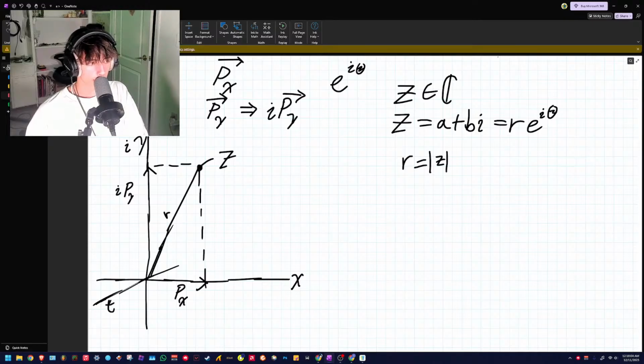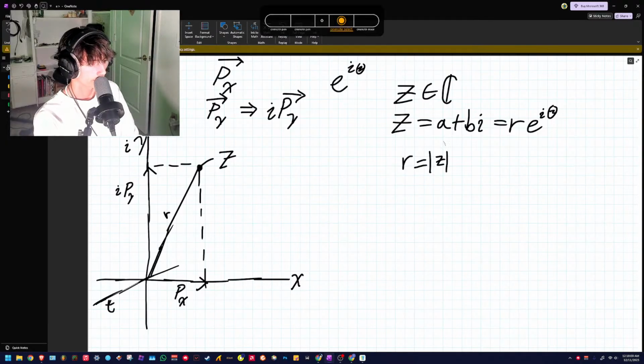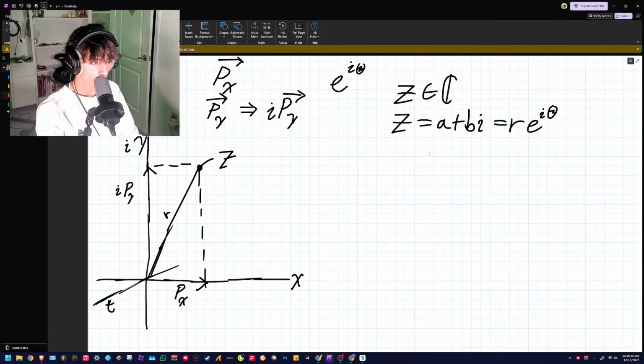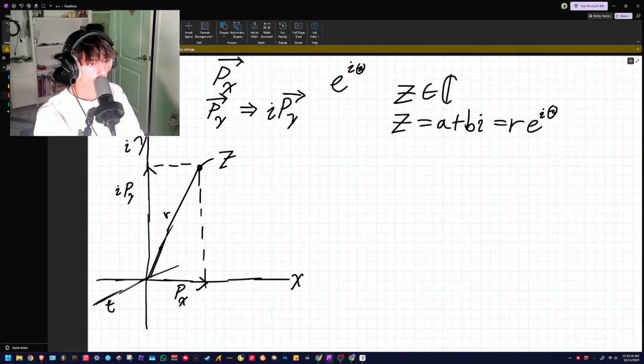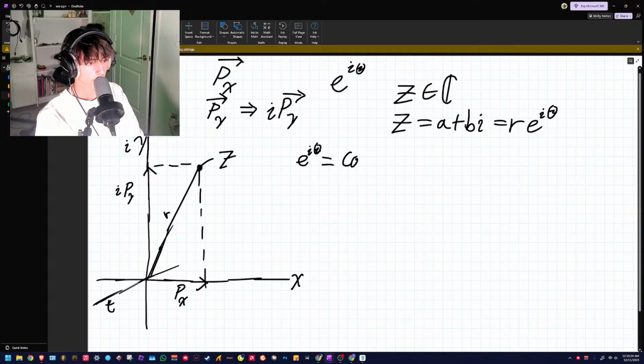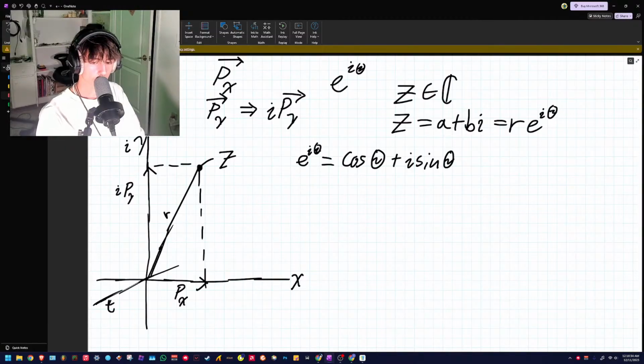So now you may be wondering, how do we combine this into one function? First thing we're going to need to do is understand what e to the i theta is. e to the i theta is equal to cosine of theta plus i sine of theta. Now you may be wondering, what does that mean? Let me explain it to you.